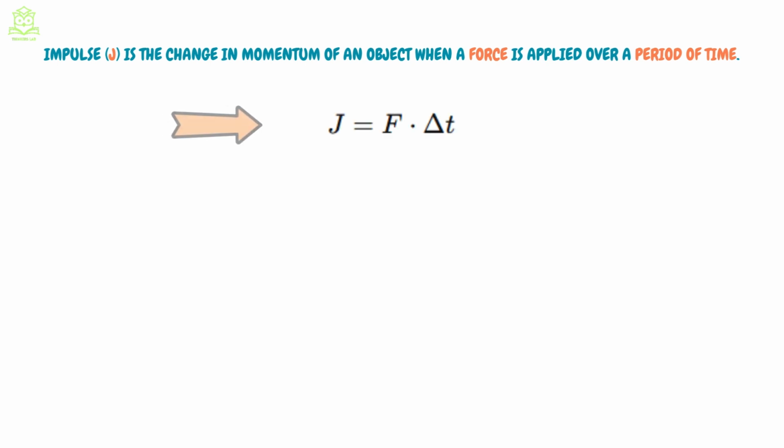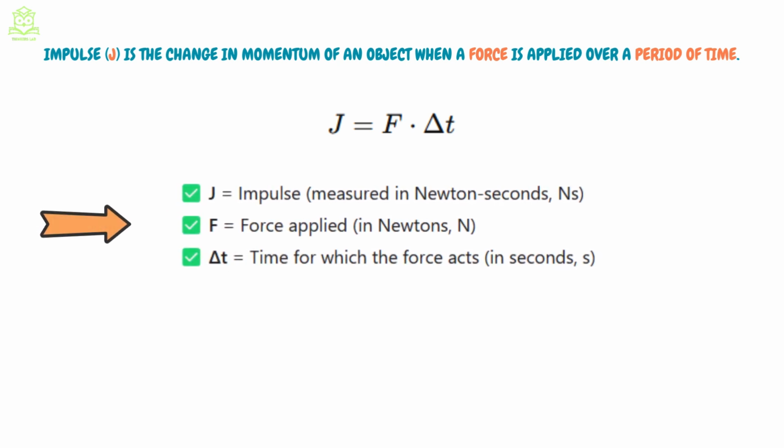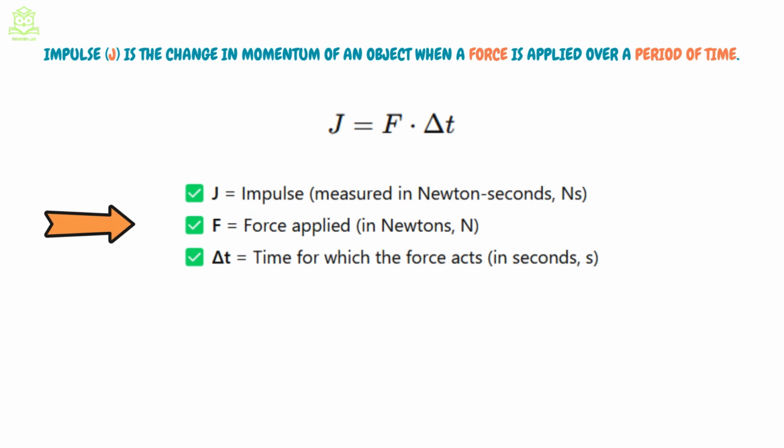Step 1. The formula for impulse. The basic equation for impulse is impulse equals force multiplied by time. Mathematically, we write this as J equals F times delta T, where J is the impulse, measured in newton seconds. F is the force applied, measured in newtons. Delta T is the time for which the force acts, measured in seconds. In simpler words, the longer a force is applied, the bigger the impulse.